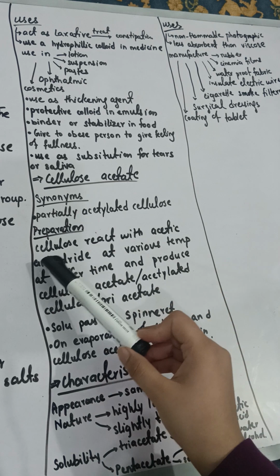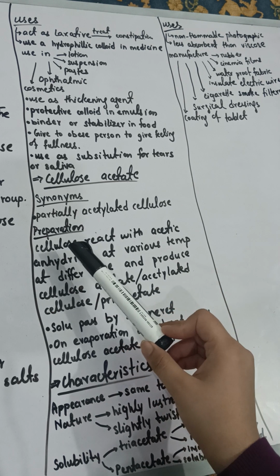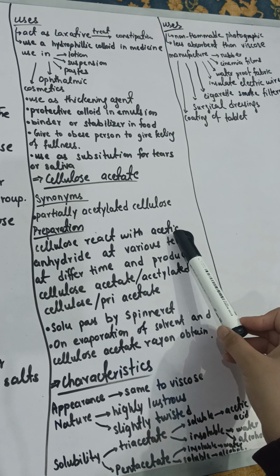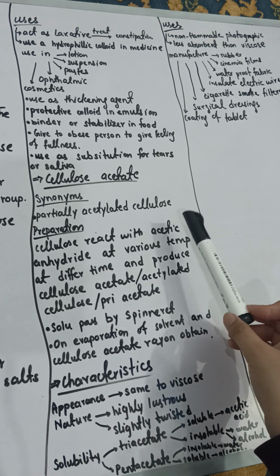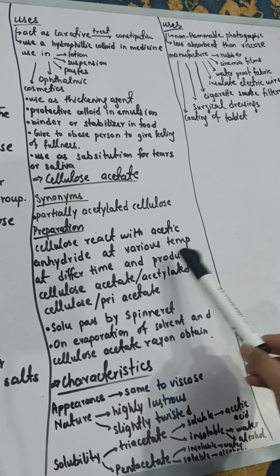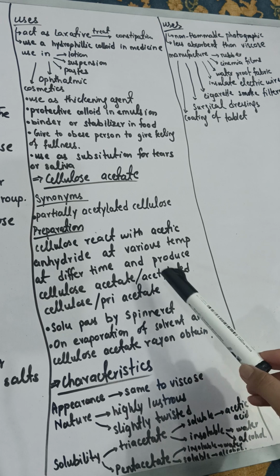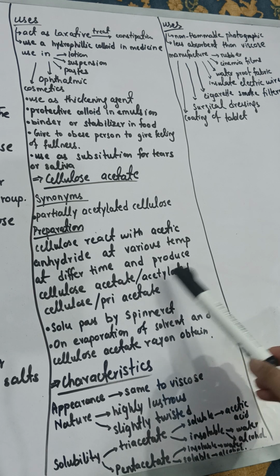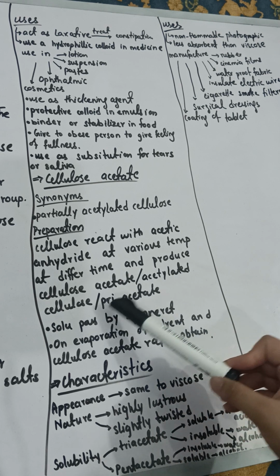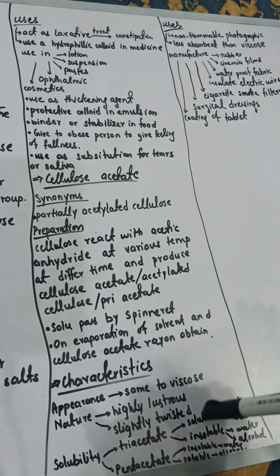How to prepare it? Similarly, you have to react your cellulose, which is present in wood. This cellulose will react with acetic anhydride, or you can say acetic acid, at various temperatures or for different times, and it will produce cellulose acetate, which can also be called acetylated cellulose or primary acetate. So these are the three names of it, so remember all of these three names.